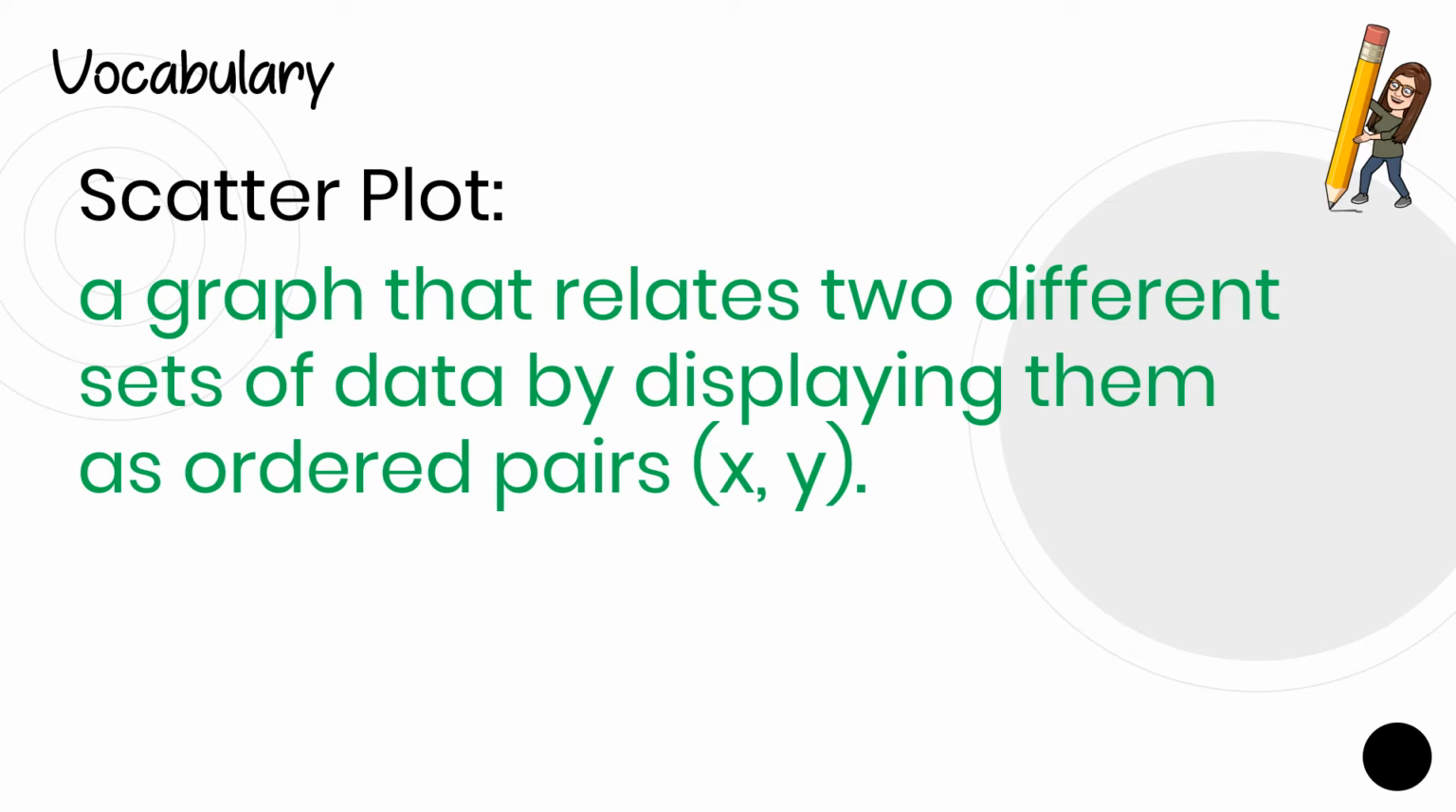Scatterplot. A scatterplot is a graph that relates two different sets of data by displaying them as ordered pairs. Now, we're used to plotting points, but our points tend to make a line. Scatterplot just means we're plotting points that are scattered. Now, the data is going to be related to the real world, so maybe the x-axis is time and the y-axis is money, right? We can have those values scattered across the graph.